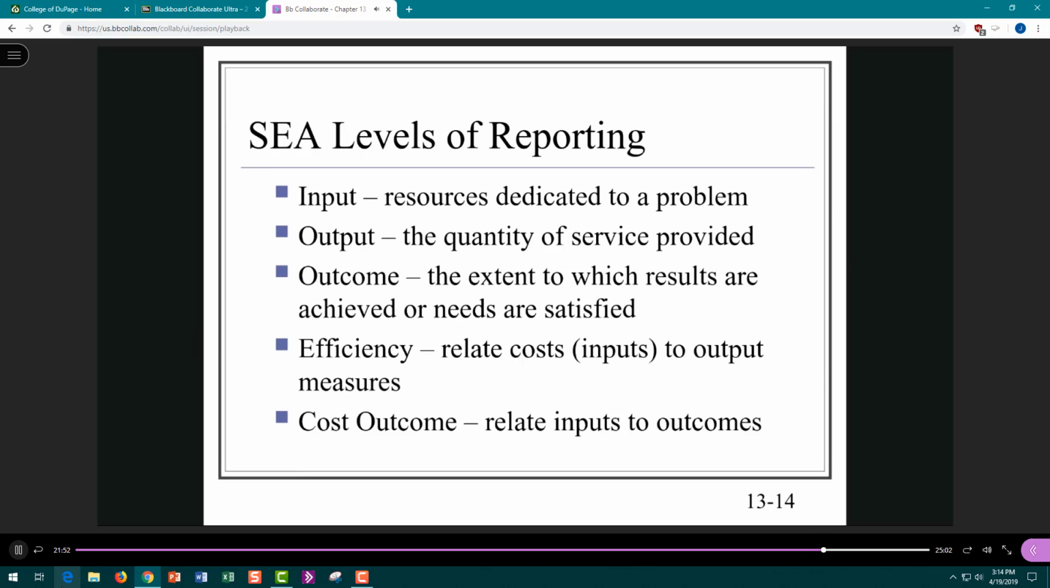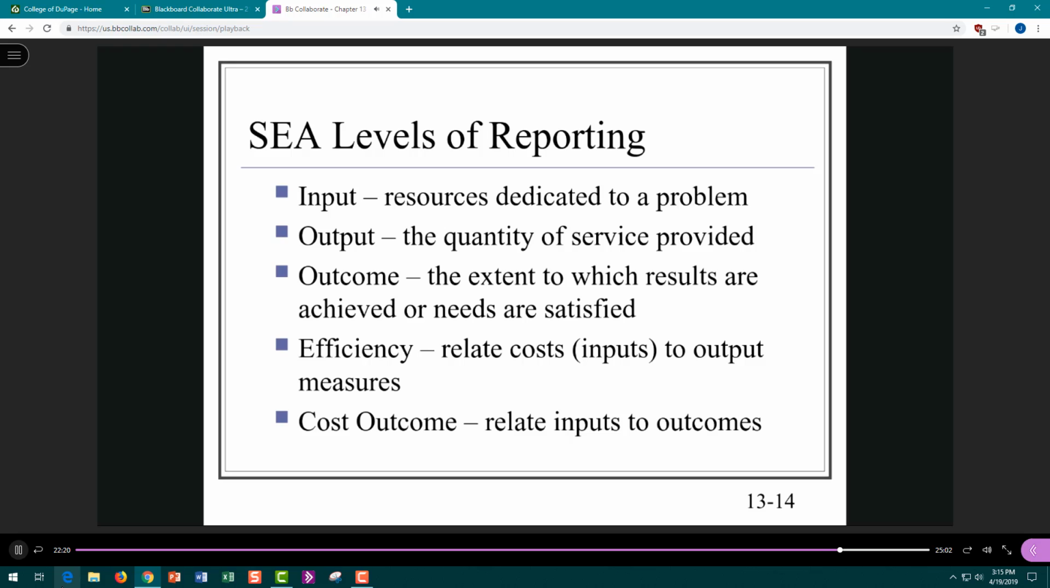These are measures that reflect the extent to which results are achieved or needs are satisfied. So we've been talking a bit here about the educational environment. Reflections of outcome would be standardized test scores that are favorable, or accreditation results on a college. That would reflect outcome, how well they're actually doing the business of the institution.